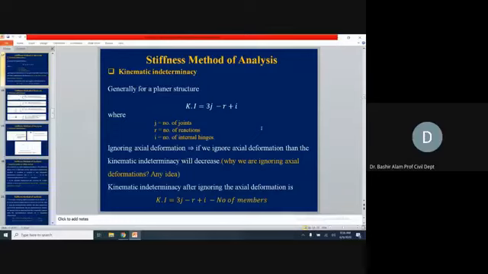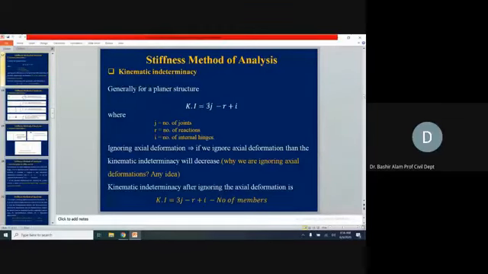Okay, so now for a planar structure, the kinematic indeterminacy equation will be 3j minus r plus i. What is the j now? Number of joints. From where is this three coming? Three is coming from the freedom. If a joint is free, it will have 3 degrees of indeterminacy, 2 translations and 1 rotation. J is the number of joints, minus r, where r is the number of reactions here. You can see in the original, r is equal to the number of reactions and i is equal to the number of internal hinges. So this will give you the kinematic indeterminacy.